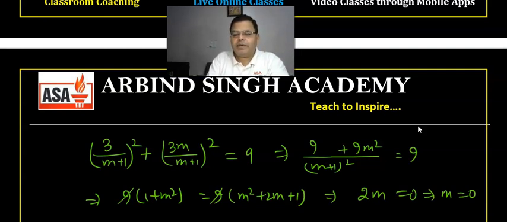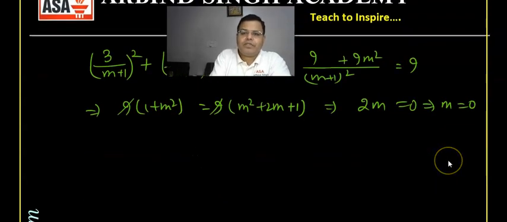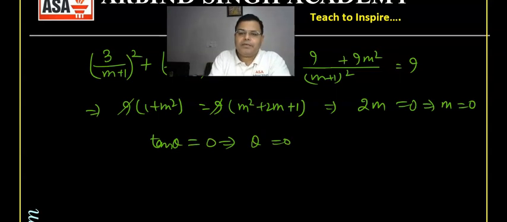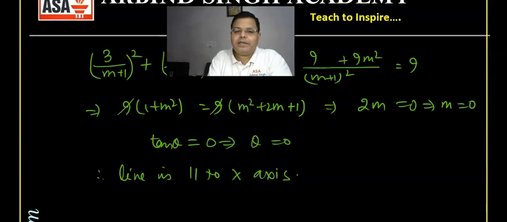m is 0 means what? m is 0 means tan theta is equal to 0. Therefore tan theta is 0, it means theta is equal to 0, and hence the line is parallel to the x-axis. So the direction is that the line is parallel to the x-axis. That will be the answer. So I hope you got it.